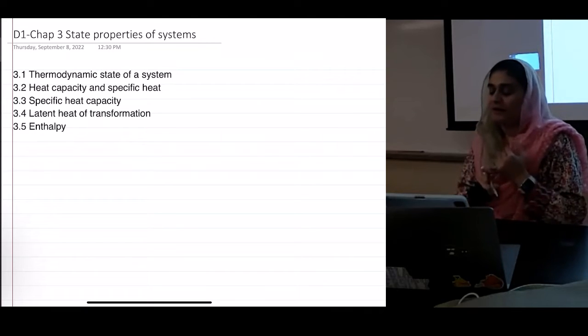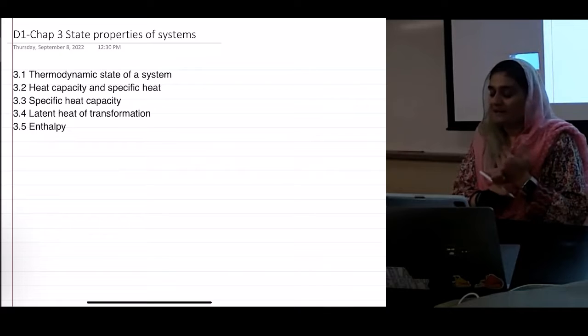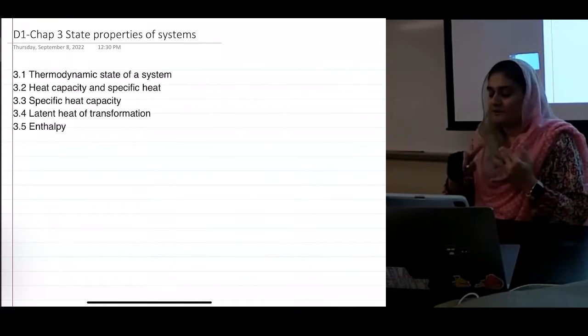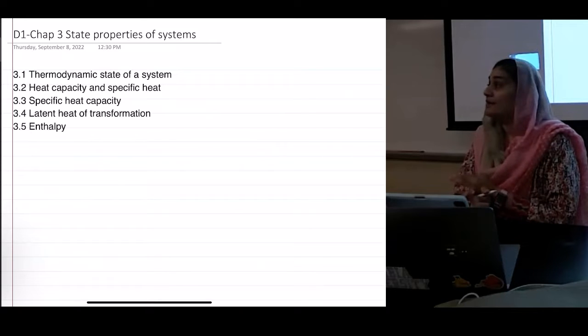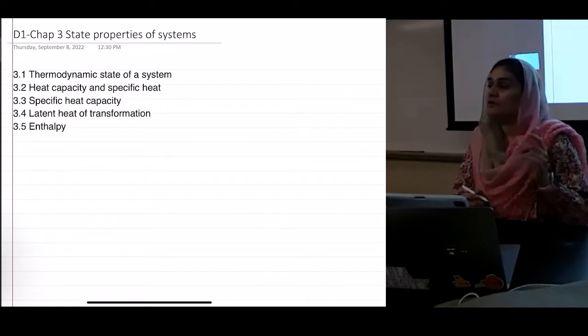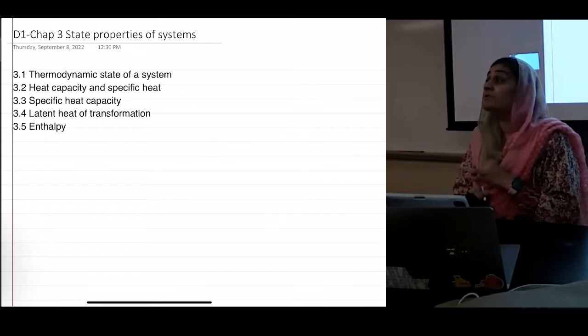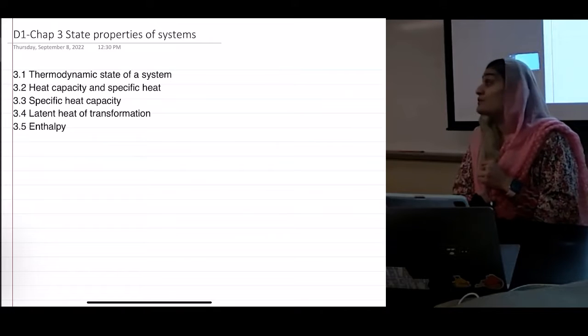So we are going to talk about the thermodynamic state of a system. We're going to talk about the difference between heat capacity and specific heat. You have heard these terms in chemistry. So for those of you that have heard these terms, raise your hands. Those of you who actually remember what they are, raise your hands.